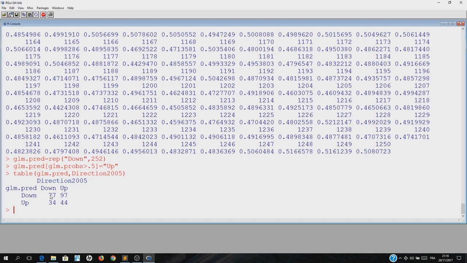Here's the table. This is 77 times our model, and the real direction was equal, and 97 times were not equal. That means 97 times our model was wrong and 77 times was right. That means it's less than 50%. Then up, it was 44 times right and 34 times wrong. That means the up times were actually better than the down times.